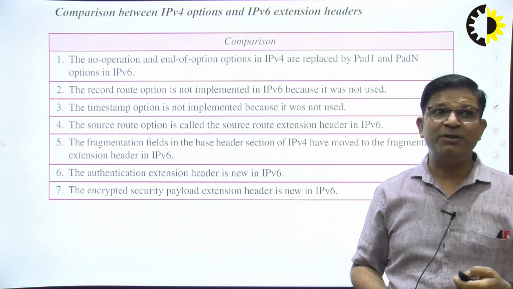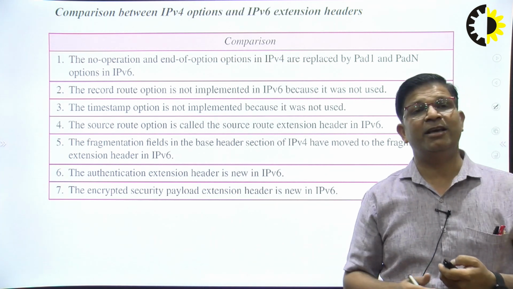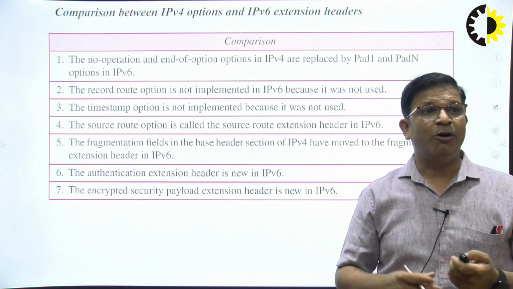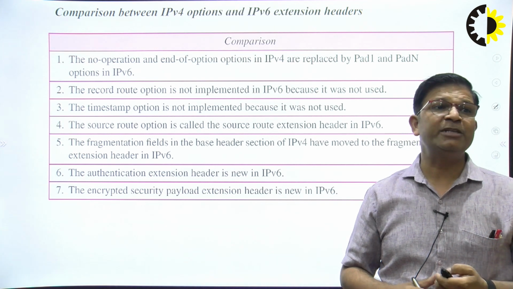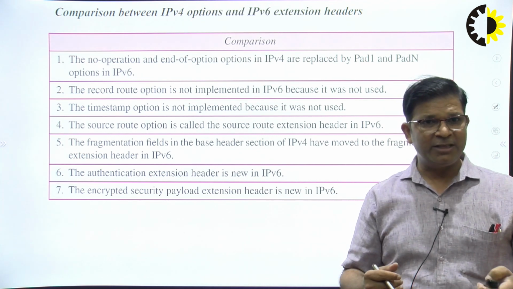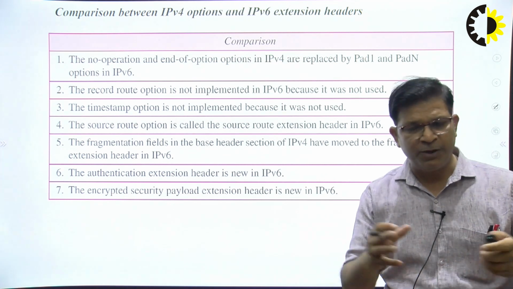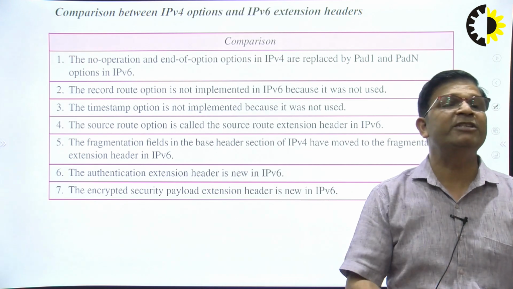The fragment field of the base header section in IPv4 has been moved to the fragmentation extension header in IPv6. The authentication header is new in IPv6. The encrypted security payload extension header is new in IPv6. So IPv6 has a few more features as compared to IPv4.